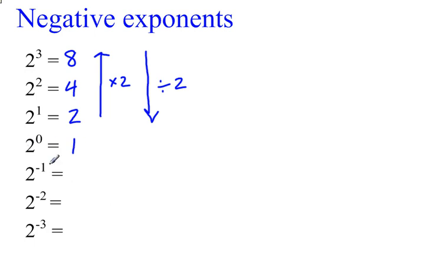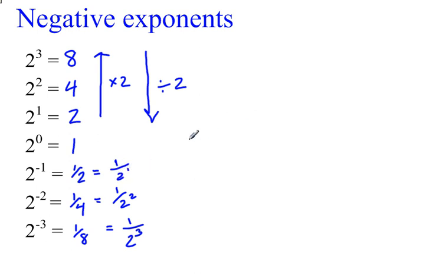And recall that it isn't just 2 to the 0 that equals 1, but anything to the power of 0 equals 1. So now I'm going to divide 1 by 2, and I get 1/2. And I divide that in half, and I get 1/4. And I divide that in half, and I get 1/8. And you can see that this was actually equal to 1 over 2 cubed. This was equal to 1 over 2 squared, and this was equal to 1 over 2 to the first.